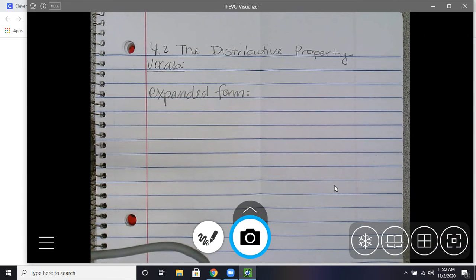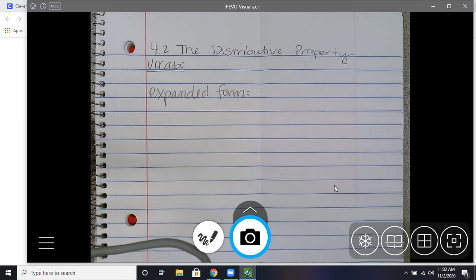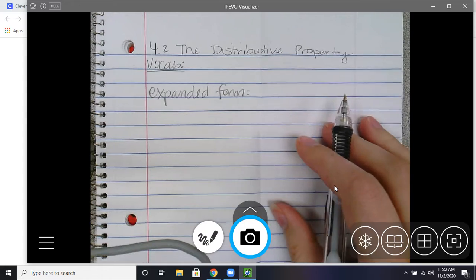All right, I am going to show you how to do 4.2 and show you some of the notes in case the distributive property doesn't really make sense to you. So the first thing that we need to do is do vocab.